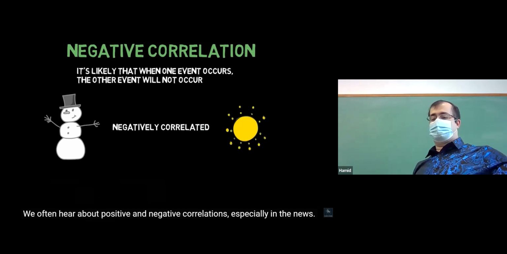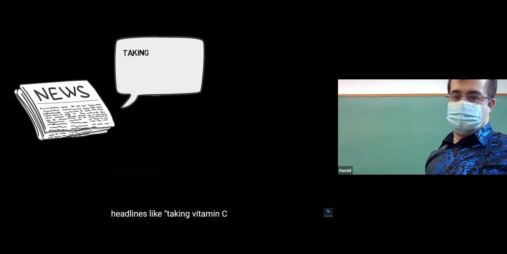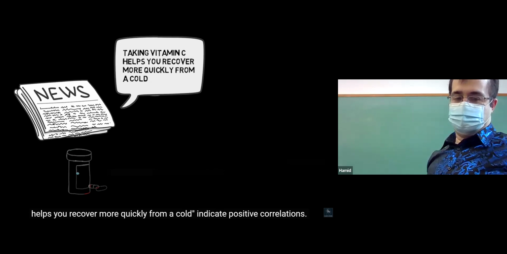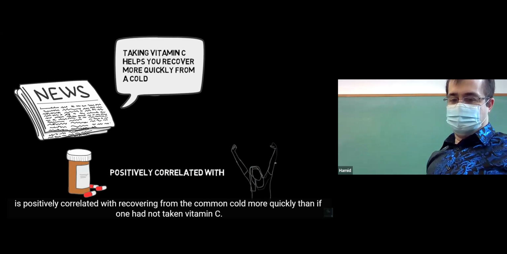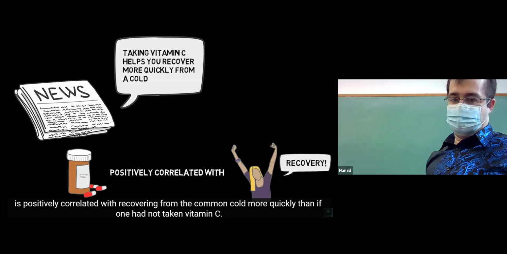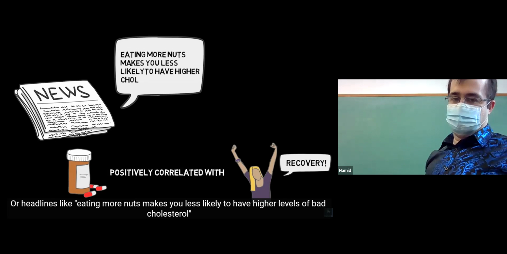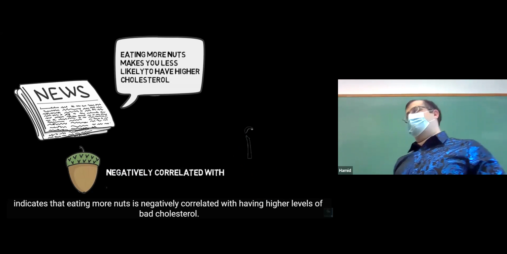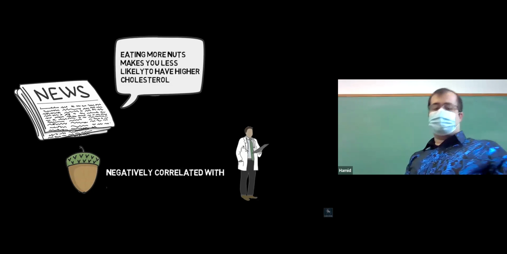We often hear about positive and negative correlations, especially in the news. Headlines like, "Taking vitamin C helps you recover more quickly from a cold," indicate positive correlations. Taking vitamin C is positively correlated with recovering from the common cold more quickly than if one had not taken vitamin C. Or headlines like, "Eating more nuts makes you less likely to have higher levels of bad cholesterol," indicate that eating more nuts is negatively correlated with having higher levels of bad cholesterol.